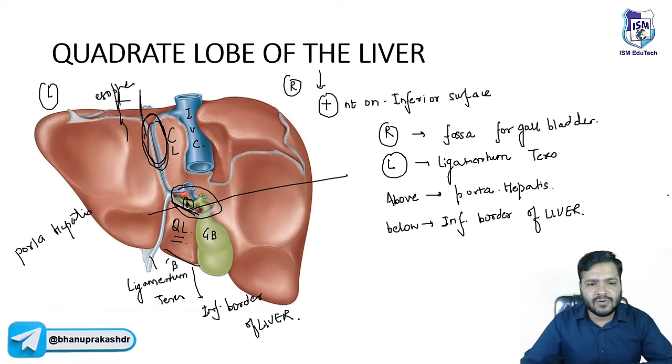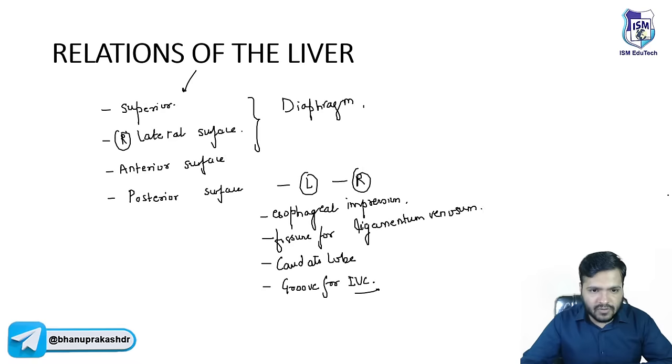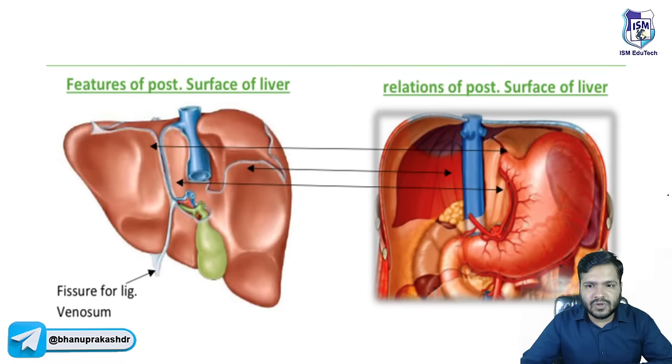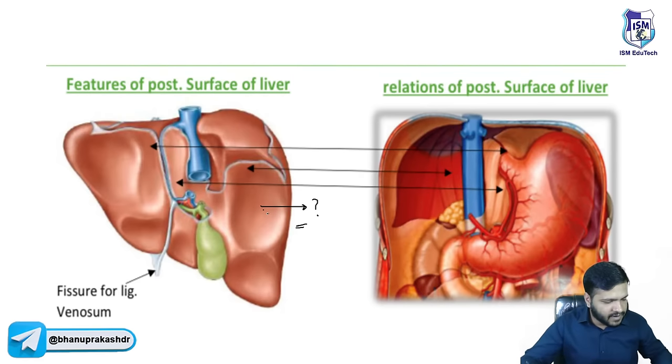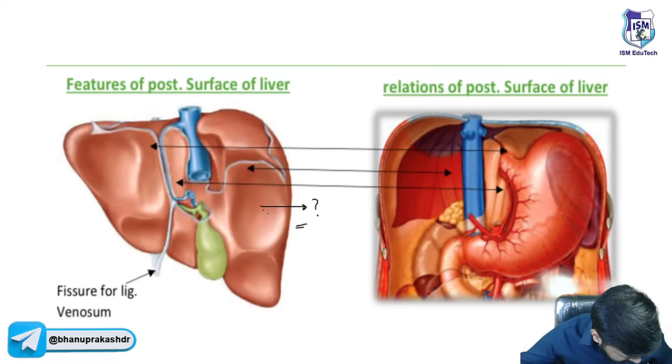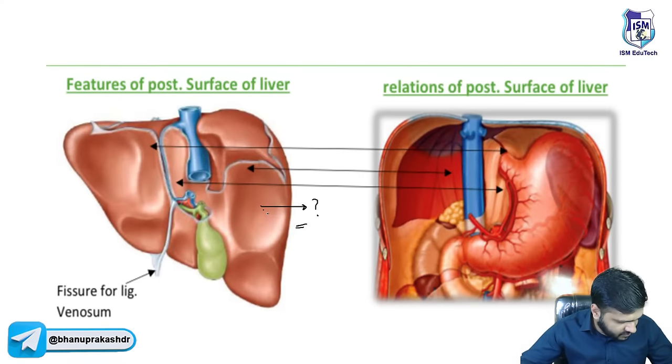So let us look at this particular diagram. You can see the esophageal part, and the gastric parts will be there. Now, can anyone tell me which part will attach over here? Quickly tell me, which organ?